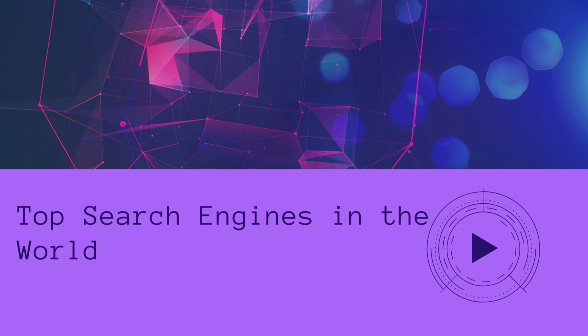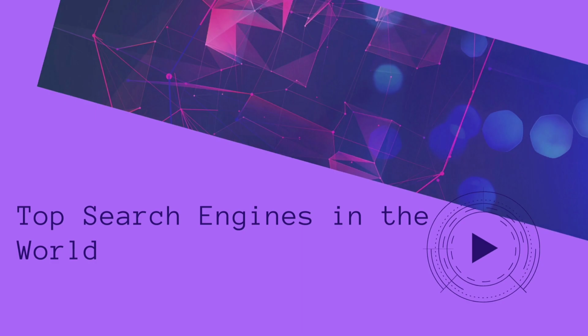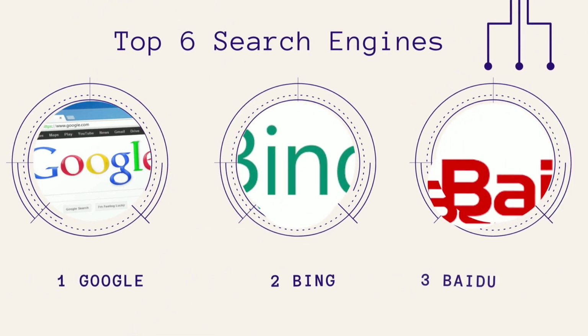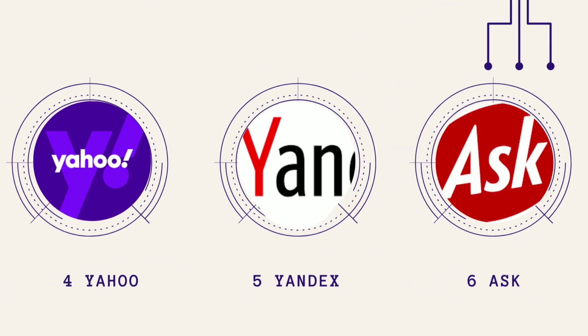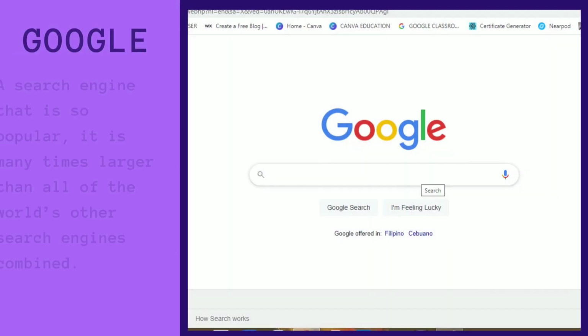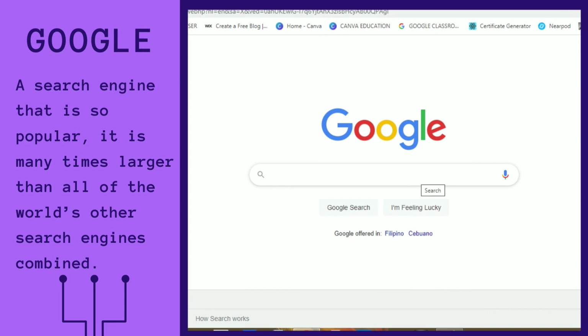Here are the top search engines in the world. The top 6 search engines are Google, Bing, Baidu, Yahoo, Yandex, Ask. Let us discuss them one by one.